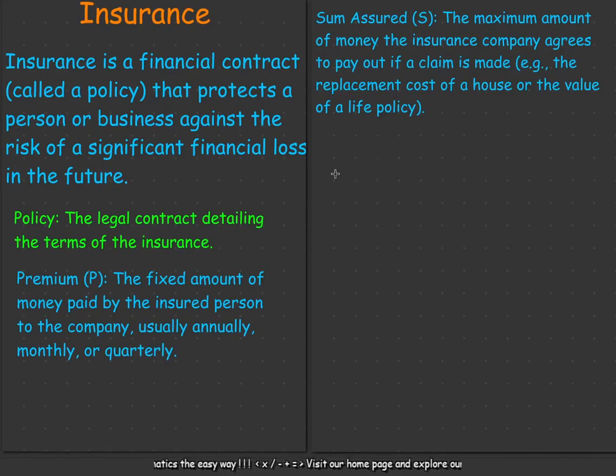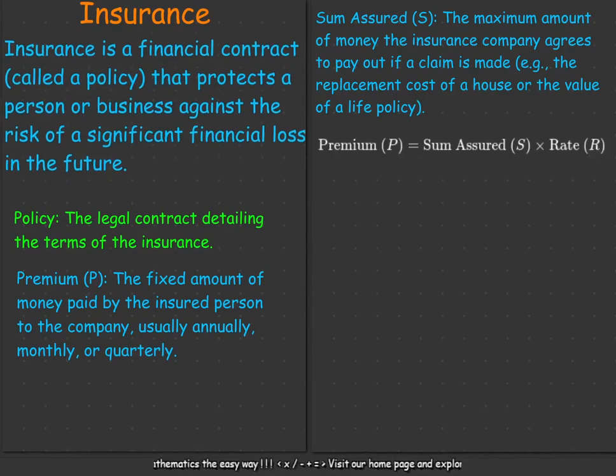Then our last term we need to know is the rate of insurance. It is the annual percentage used by the company to calculate the premium. We know what the premium is, that is the fixed amount of money to be paid. So the annual percentage used by the company to calculate the premium, usually expressed as a percentage of the sum assured, is what we call the rate. So it is the percentage of the sum assured.